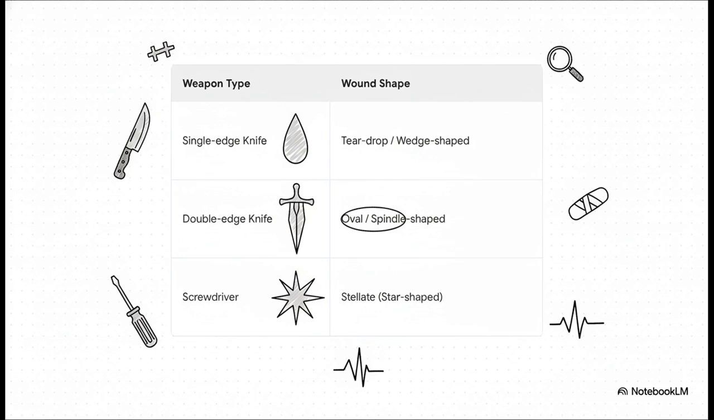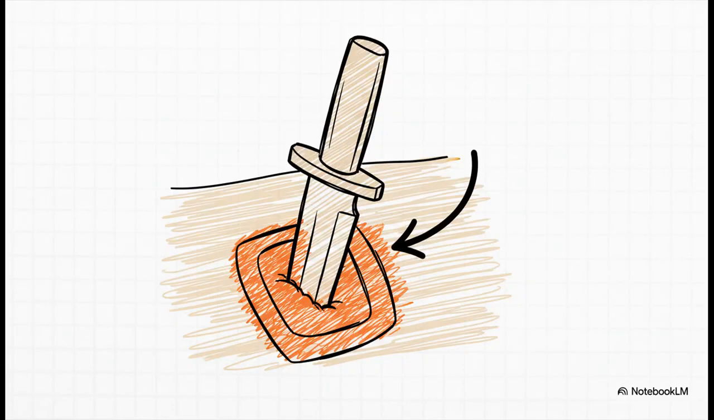Definitely pay attention to that last one. It's a classic question on multiple choice exams. Another really high-yield sign to look for is the hilt mark. If you see a patterned bruise or an abrasion right around the entry wound, it tells you the knife was pushed in all the way to the handle, or the hilt. This gives us some really crucial information about the force that was used and the minimum length of that blade.